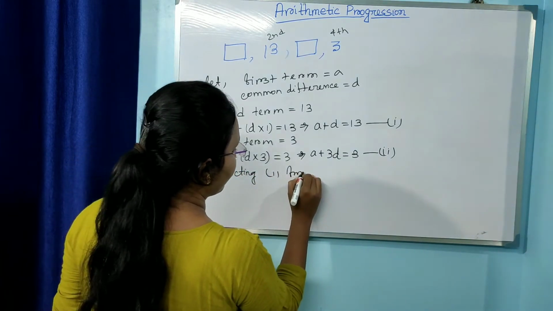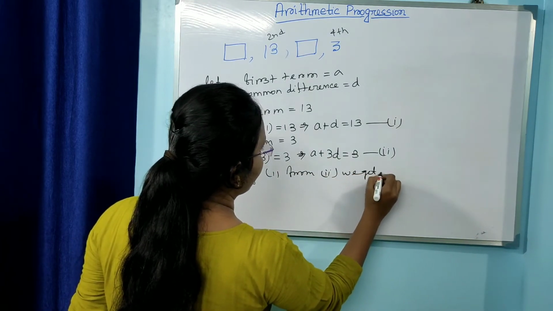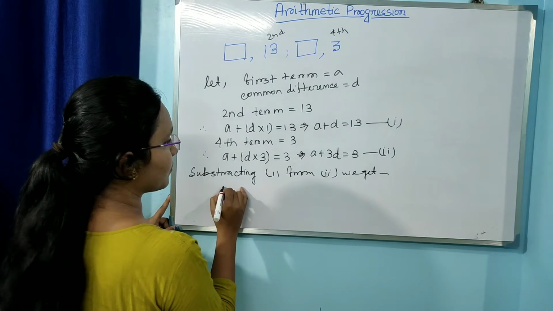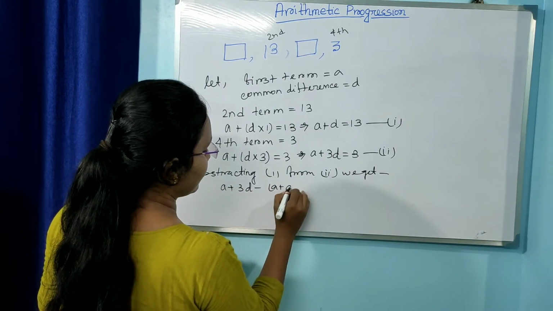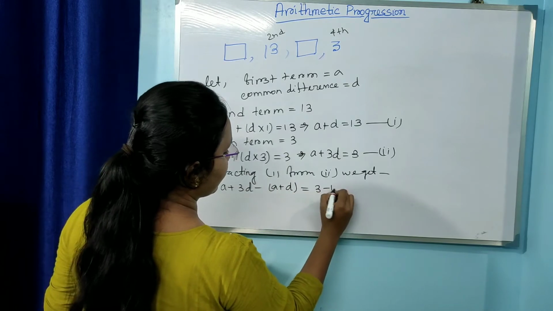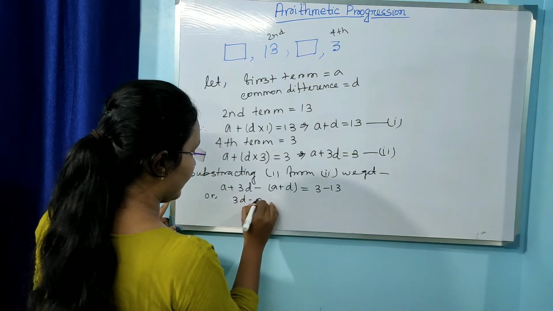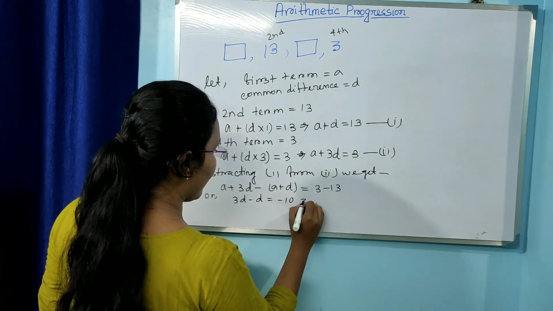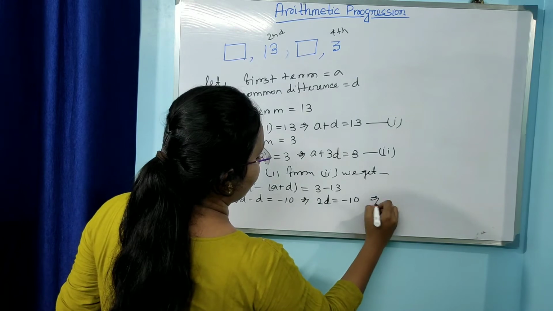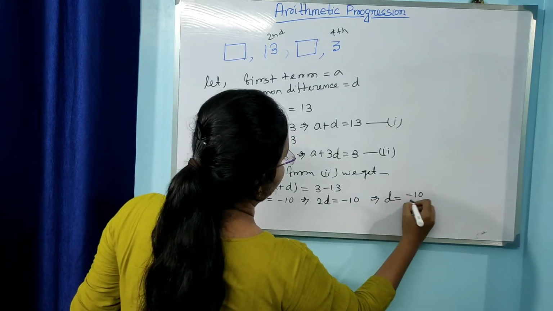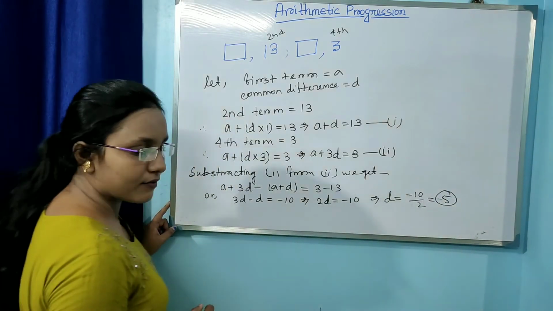So by subtracting 1 from 2 we get, if we subtract, A plus 3D minus A plus D equals to 3 minus 13. Okay. So which gives us 3D minus D equals to minus 10, or 2D equals to minus 10, D equals to minus 10 upon 2, that is minus 5. So common difference is minus 5.